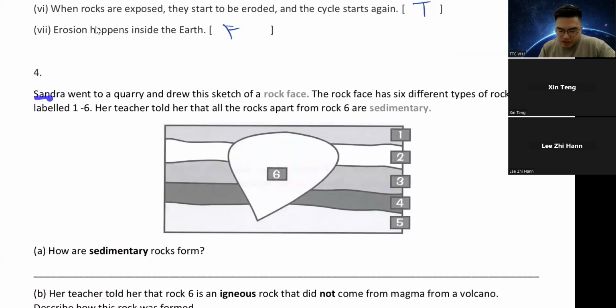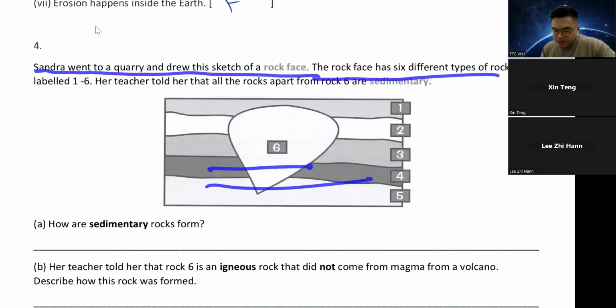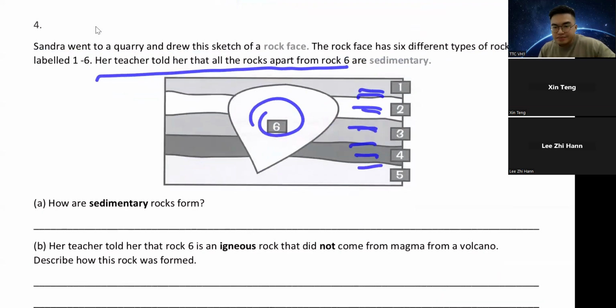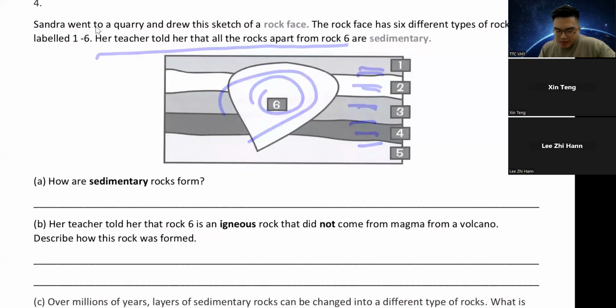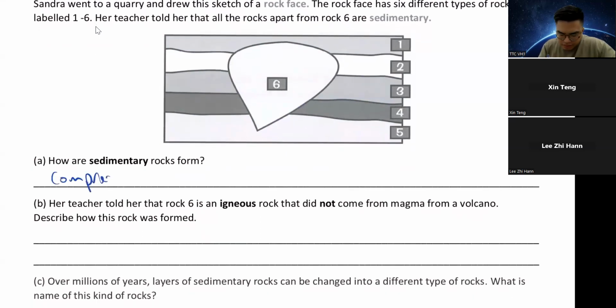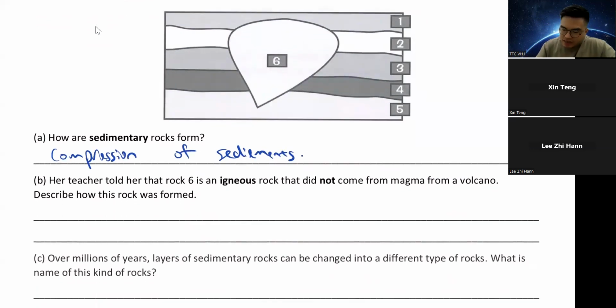Okay, next, number 4. Sandra went to a quarry and drew this sketch of a rock face. The rock face has 6 different types of rock. So we have 6 layers here. Her teacher told her that all rocks apart from rock 6 are sedimentary. These are sedimentary, very obviously, because they have layers. This one, don't know what it is. How are sedimentary rocks formed? It is by compression of sediments. When you press all the sand, which is called sediment, together, you get sedimentary rock.